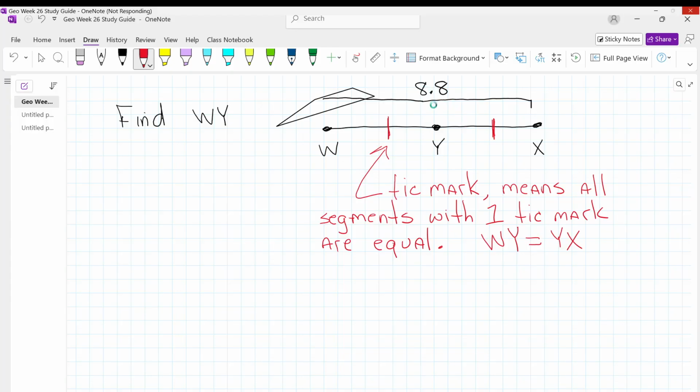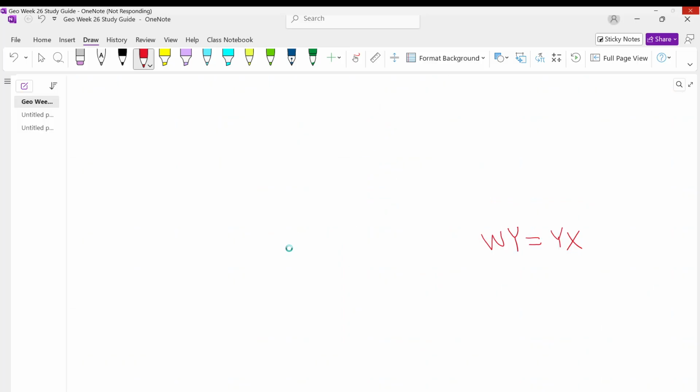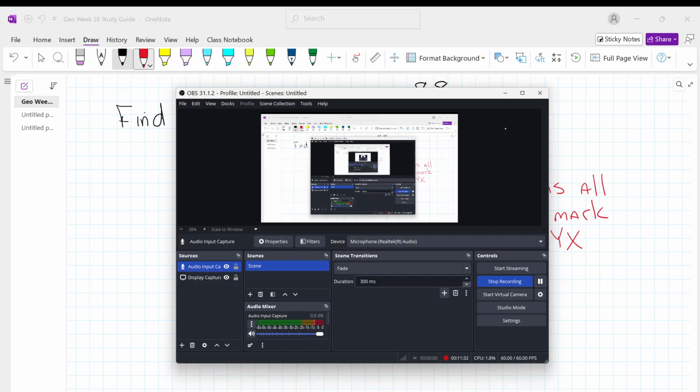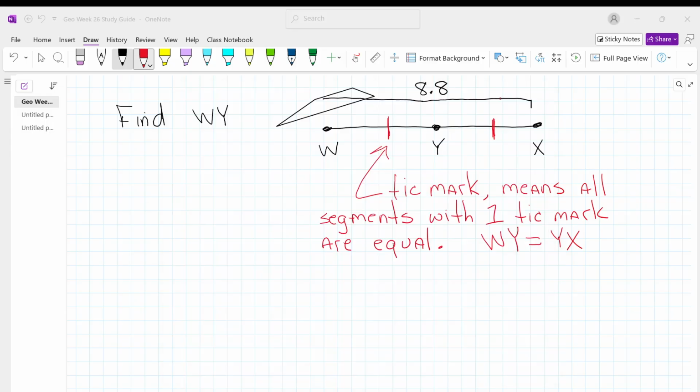Can't we divide 8.8 divided by 2? If you take WY, one of these segments, WY is going to be equal to 8.8 divided by 2, which is 4.4. Everybody good with that?